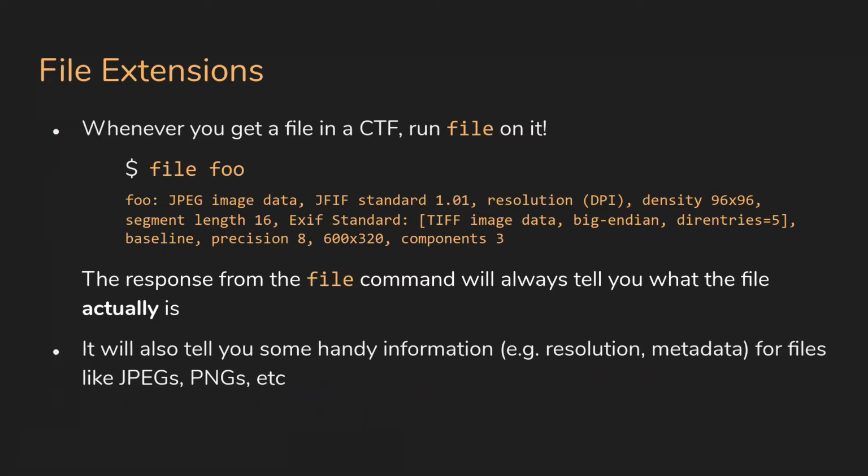So whenever you get a file in a CTF, run this Linux command in your terminal: file on it. Also, if they remove a file extension, you don't know what type of file it is. So we have this file foo. If you run the command file on it, it'll give you all this data. It'll look at the first few bytes, or at the beginning or the end of the file, and determine what type of file it actually is. In this case, foo was a JPEG. Besides telling you what type of file it is, for JPEGs and PNGs it'll also give you extra information like the resolution, density, and other stuff.